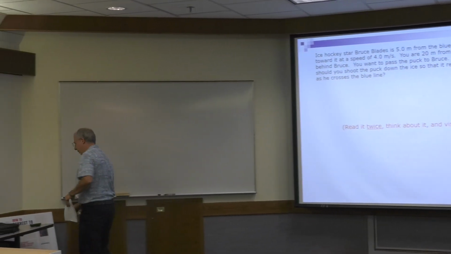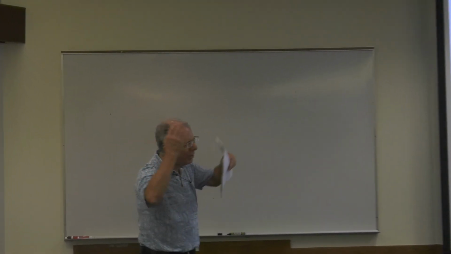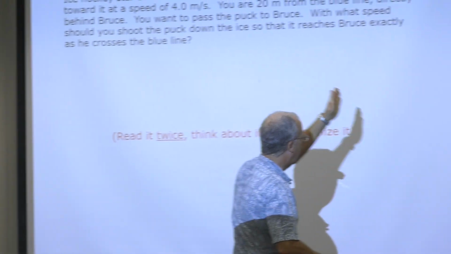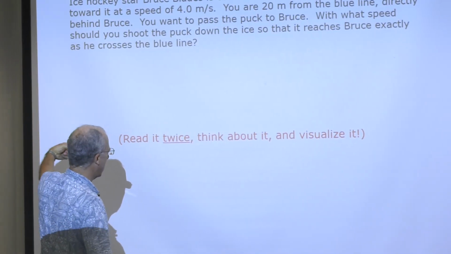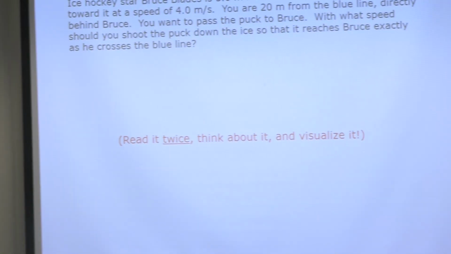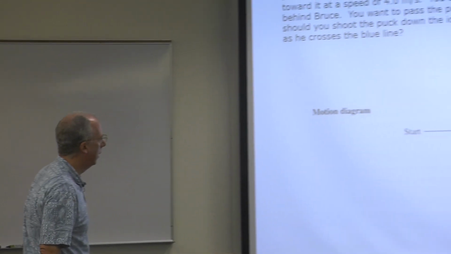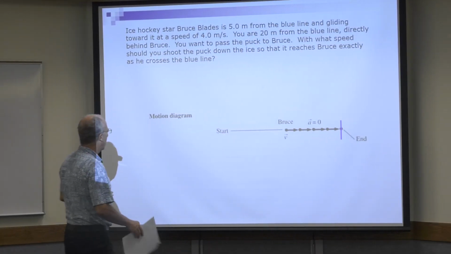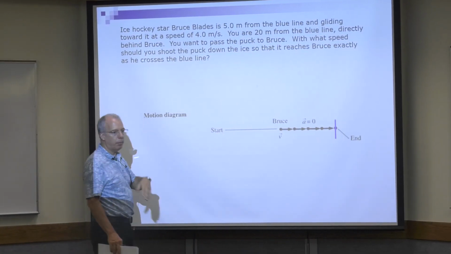Let's do it. So you kind of think about it, right? I'm visualizing a blue line over here, and Bruce is close, and he's going that way, and we are way back here. We're behind, and we want to smack that puck so it goes that direction. All right, so let's draw the motion diagram. Let's just do Bruce first.